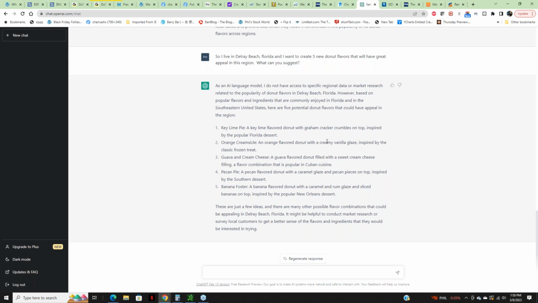Orange creamsicle, an orange flavored donut with creamy vanilla glaze inspired by the classic frozen treat. Guava and cream cheese. A guava flavored donut. I can't even imagine. Filled with sweet cream cheese filling. Oh, it's popular in Cuban cuisine. Very good. Okay, I would give that a shot then. Pecan pie, pecan flavored donut with caramel glaze and pecan pieces on top, inspired by the southern dessert. Banana Foster, banana flavored donut with caramel and rum glaze. Holy shit, I want one of those. Okay, anyway.